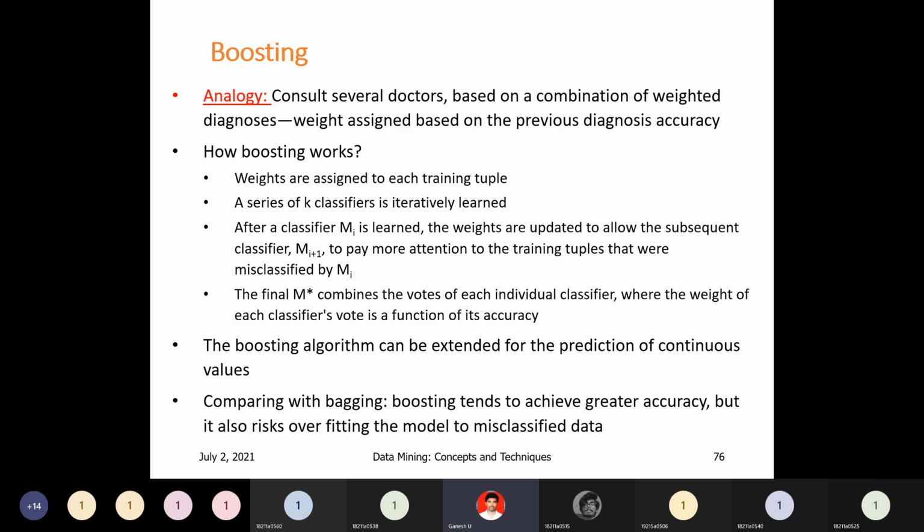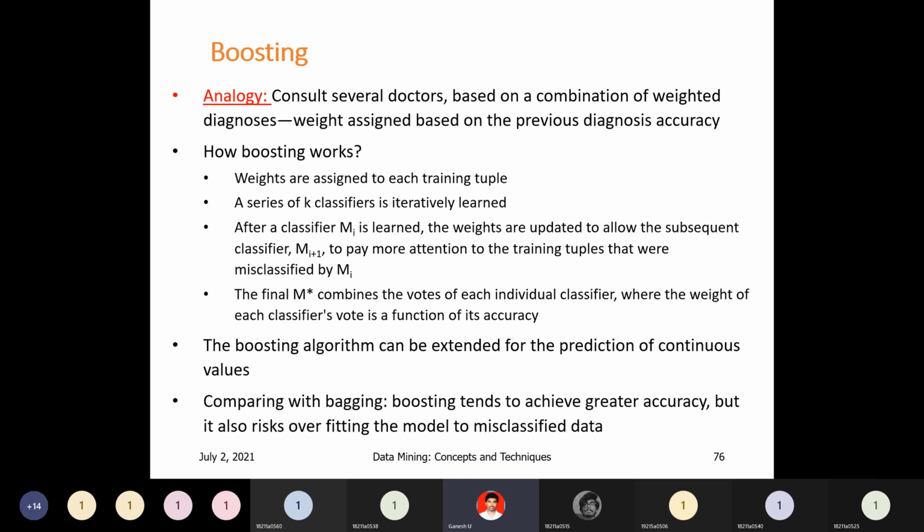The final M star combines the votes of each individual classifier, where the weight of each classifier's vote is a function of its accuracy. So here also we take each classifier's weight, take those votes, and then keep improving. Finally, we get a good result. The boosting algorithm can be extended for the prediction of continuous values. Mainly, why? Because boosting itself is a continuous improvement, and with that we can get better accuracy.